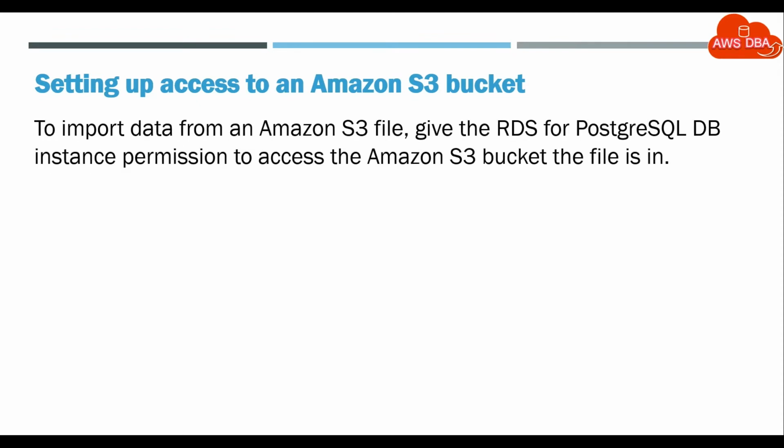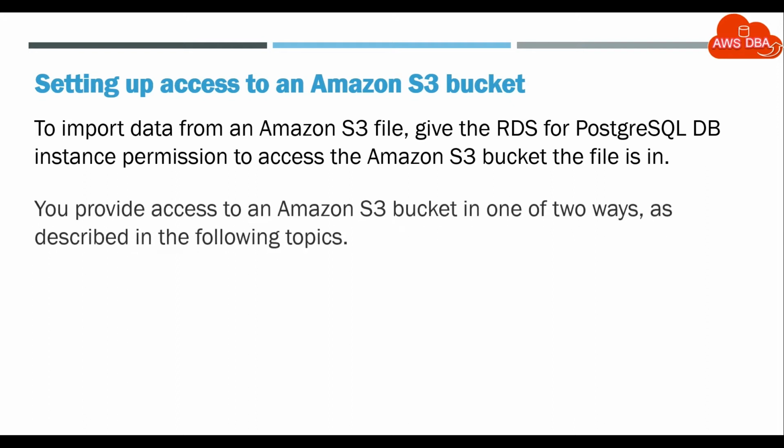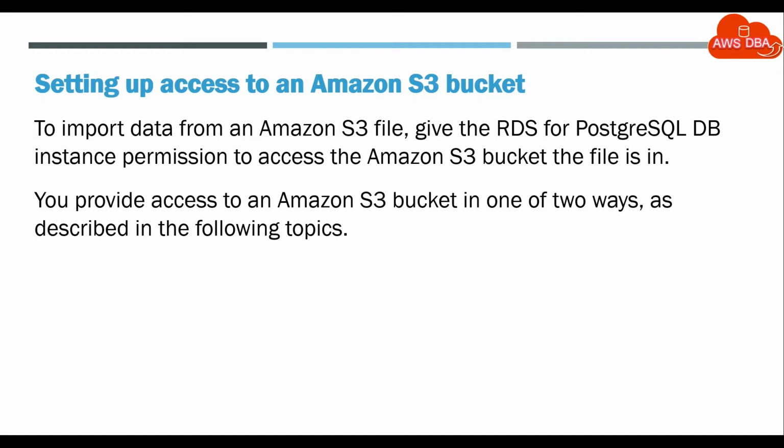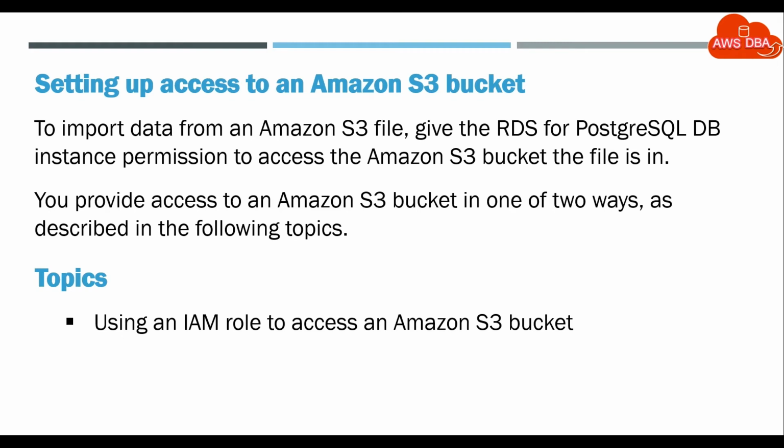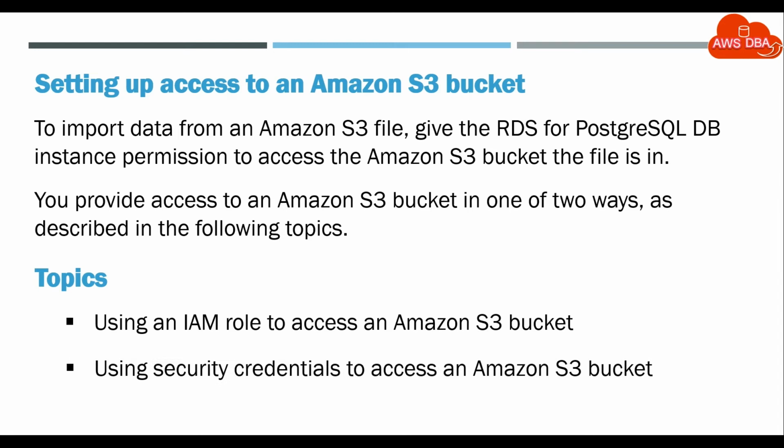To import data from an Amazon S3 file, give the RDS for PostgreSQL DB instance permission to access the Amazon S3 bucket the file is in. You provide access to an Amazon S3 bucket in one of two ways, as described in the following topics. Topics: using an IAM role to access an Amazon S3 bucket, using security credentials to access an Amazon S3 bucket, and troubleshooting access to Amazon S3.